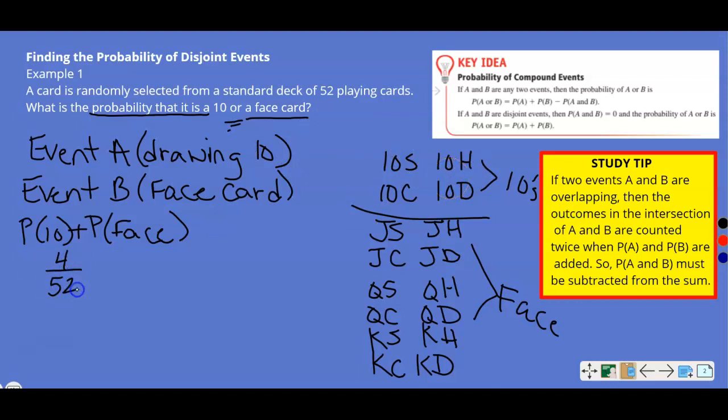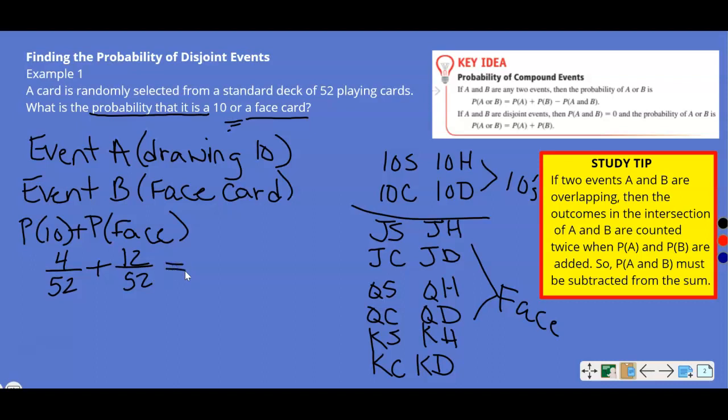4 out of 52. And then face cards, we've got 1, 2, 3, 4, 5, 6. So we've got 12 face cards. 6 times 2 is 12. Or you could do 3 suits times 4 of each of those, so still 12. All right, we could reduce that, but since they already have a common denominator, let's just add straight across.